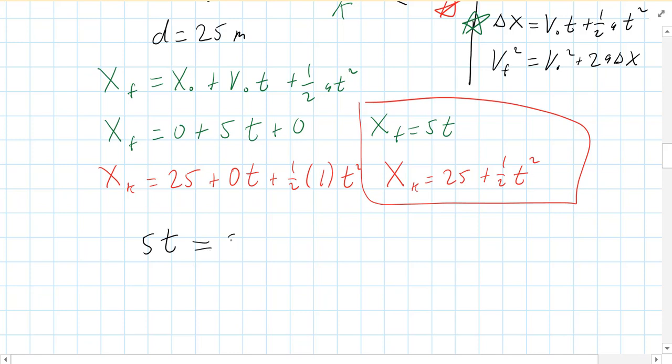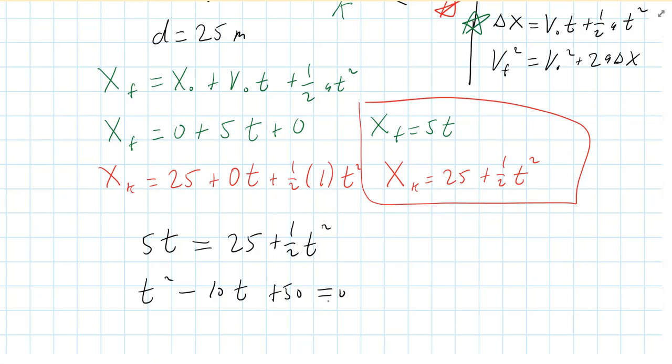It's going to have to equal the kid's position. And you have this equation, and it's quadratic. Now, if I were solving this, I'm going to do two things. I'm going to double everything, and I'm going to move the 5t to the other side. So we end up with t squared minus 10t plus 50 equals 0.